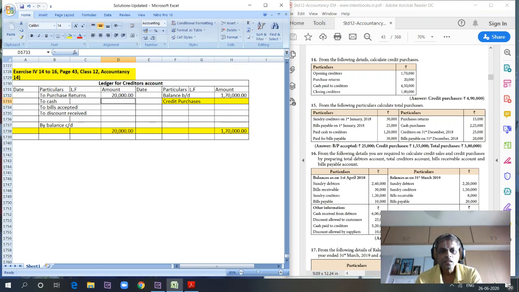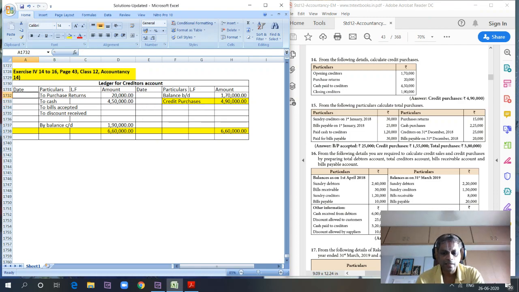Journal entry for purchase return is creditors account debit to purchase returns, right? Cash paid to creditors: creditors account debit to cash account 4,50,000. So in the creditors ledger, to cash 4,50,000. Closing creditors is 1,90,000. So credit purchases is going to be 6,60,000 minus 1,70,000, which is 4,90,000. That is the credit purchases.